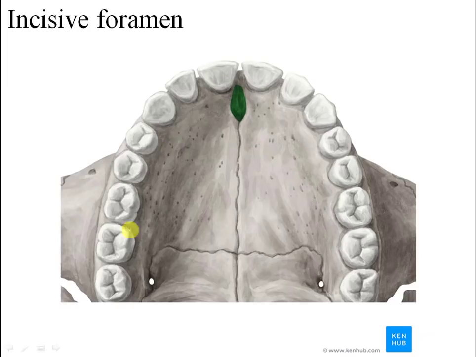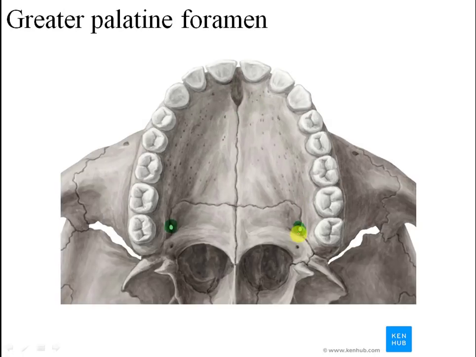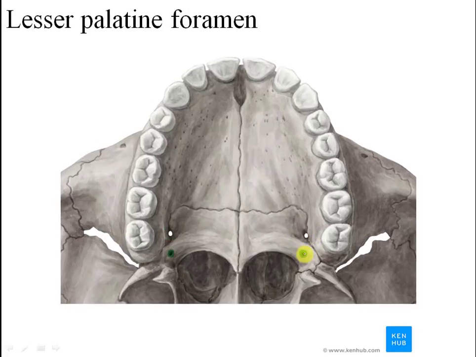Now back to the hard palate. The most anterior area here, located behind the incisor teeth, is called the incisive fossa. And in the middle we have the incisive foramen. Posteriorly on the hard palate, we have two foramina, one large and one small. The larger one is the greater palatine foramen. The smaller one is the lesser palatine foramen. Again, for transmission of nerves and blood vessels with the same names.